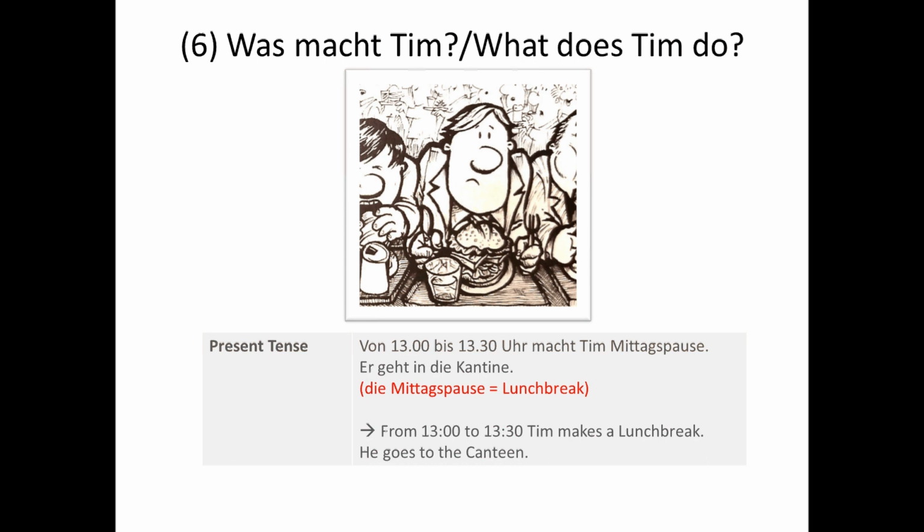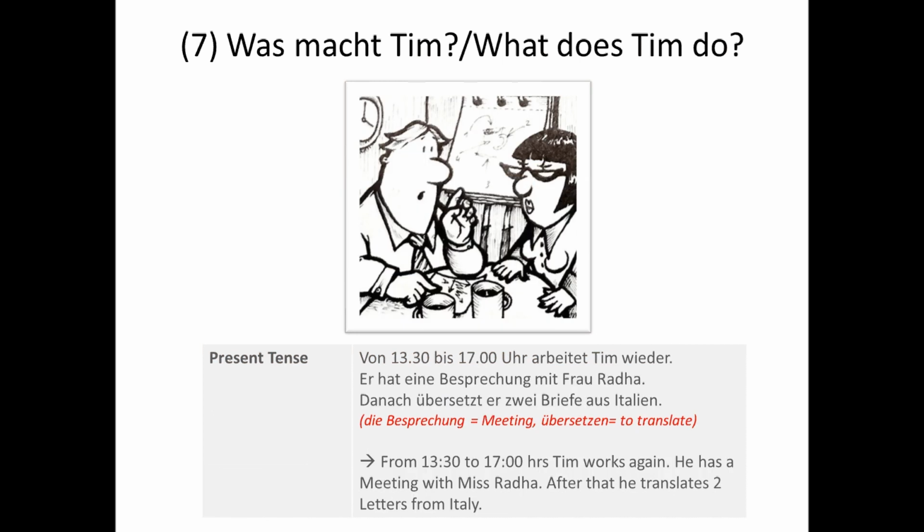Okay, now jumping on to the next point: von 13 Uhr bis 13:30 macht Tim Mittagspause. Von and bis mean from and to. From 1 o'clock to 1:30, Tim has his lunch break. Mittagspause means to have your lunch break. Then geht in die Kantine. Geht, yes; ist gegangen will be the past tense. He goes to the canteen to have his lunch.